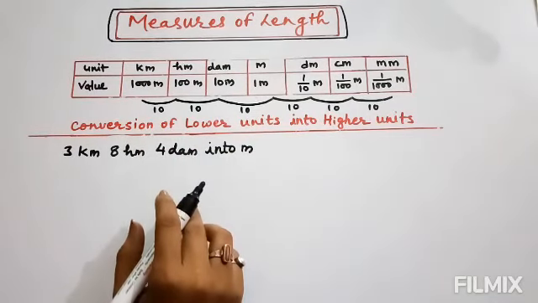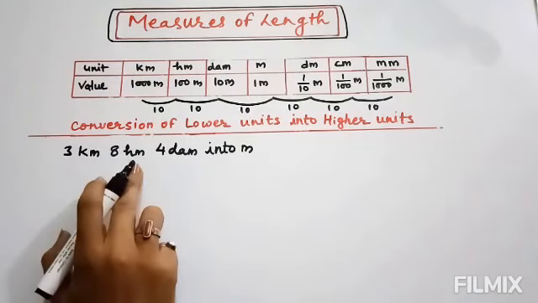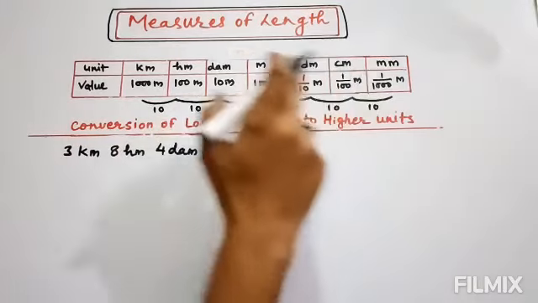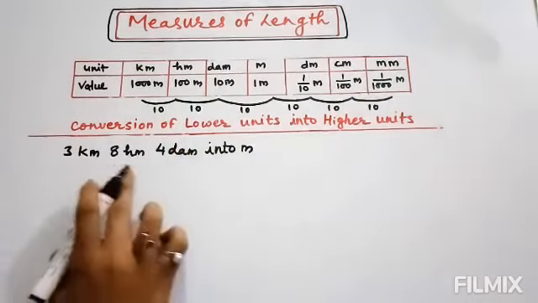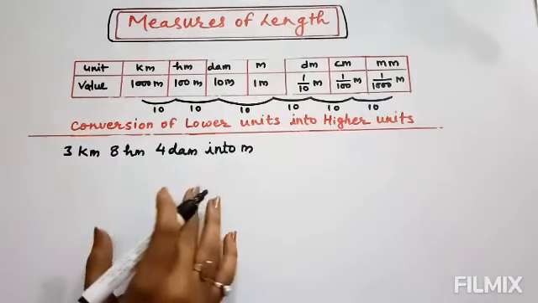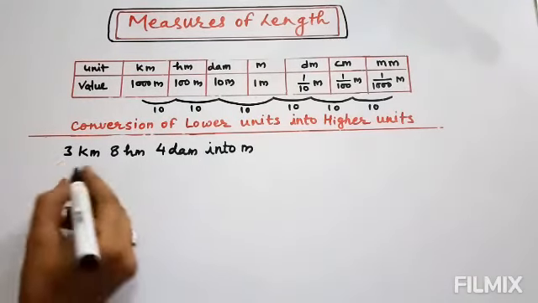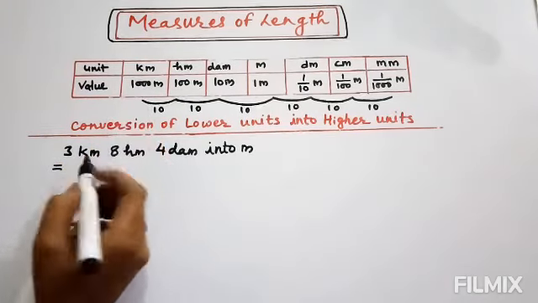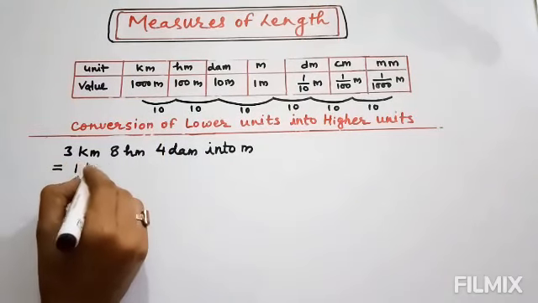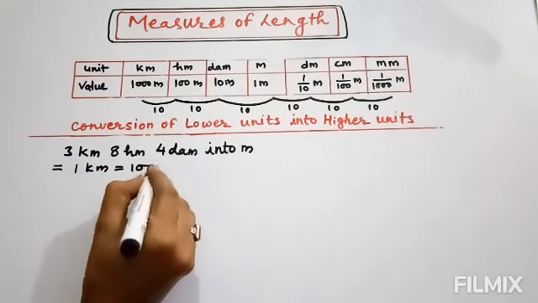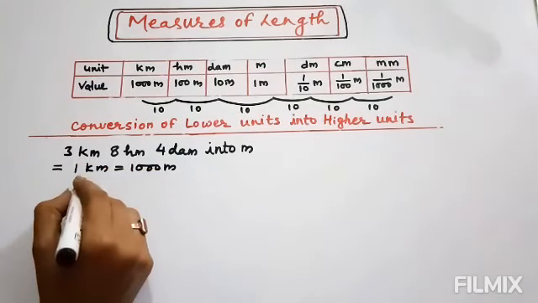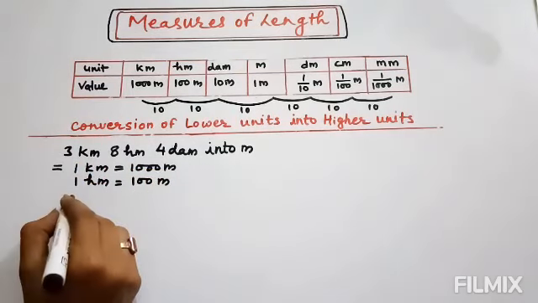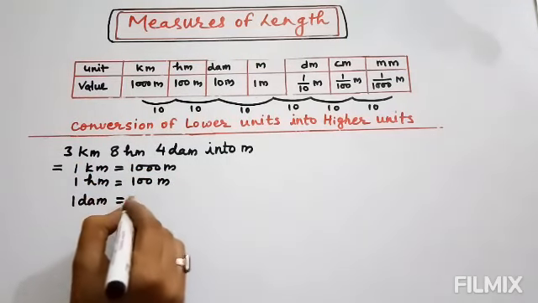Take the question 3 km, 8 hectometer, 4 decameter into meter. Through this chart, you need to find the value of each unit in meters, as given in the question to convert. So we get 1 kilometer is equal to 1000 meter, 1 hectometer is equal to 100 meter, and 1 decameter is equal to 10 meter.